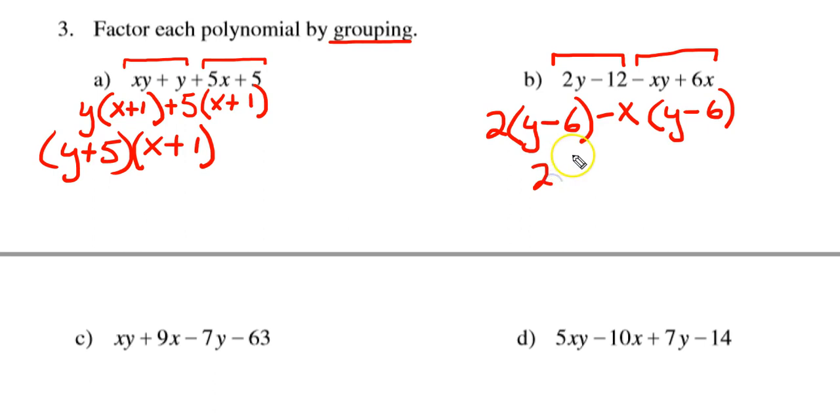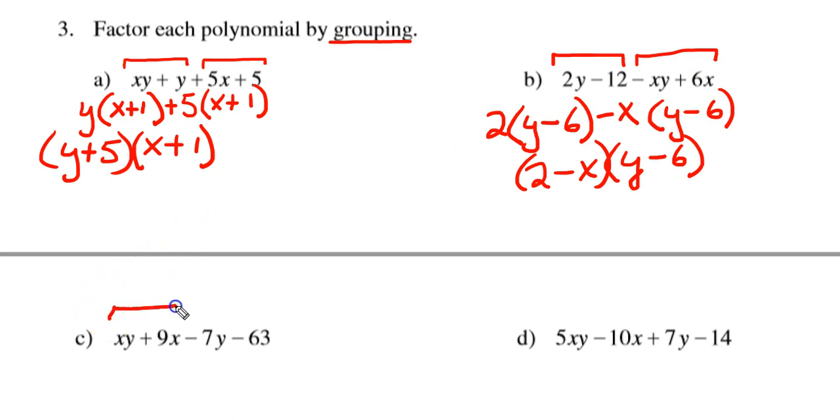So this would be 2, I'm getting carried away here, 2 minus x, this 2 and this minus x, and then the common factor y minus 6. And again, to check it, you would go from this to this, and then multiplying through here, you get this.